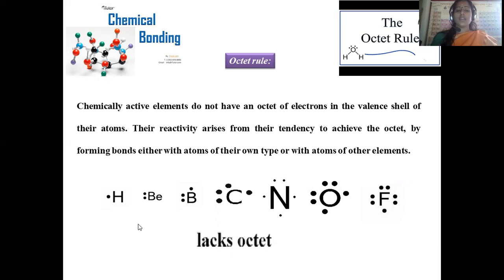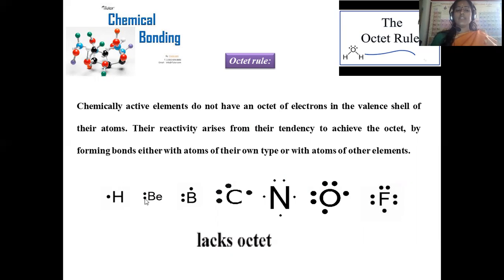I'm going with hydrogen, being the first group element with 1 electron. In order to reach its nearby noble gas configuration, what is the nearby electronic configuration? Helium, with 2 electrons, so it has a strong tendency to gain 1 more electron. So here lack of octet is there.